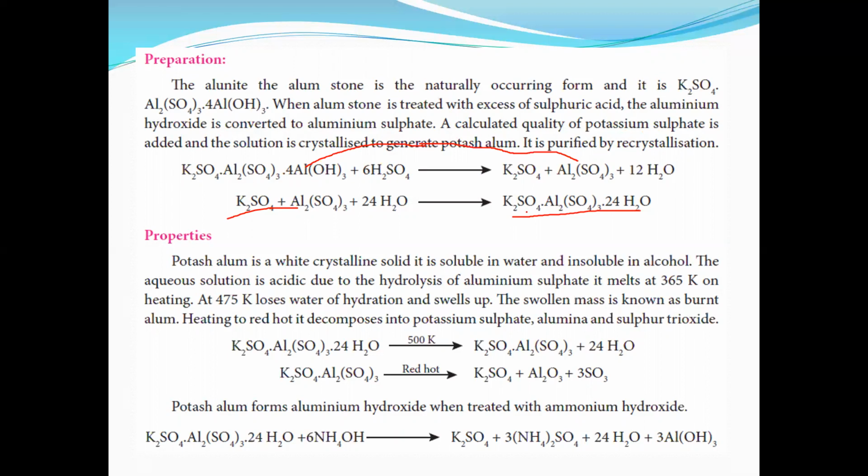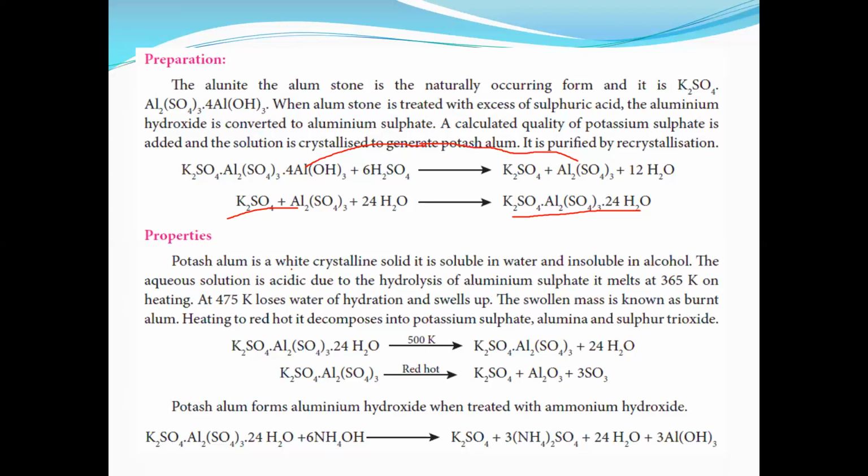So we are getting this potash alum in the crystallized state. It is purified by recrystallization. So again we recrystallize this compound, which means we are getting the alum in the purified state. So next one is the properties.